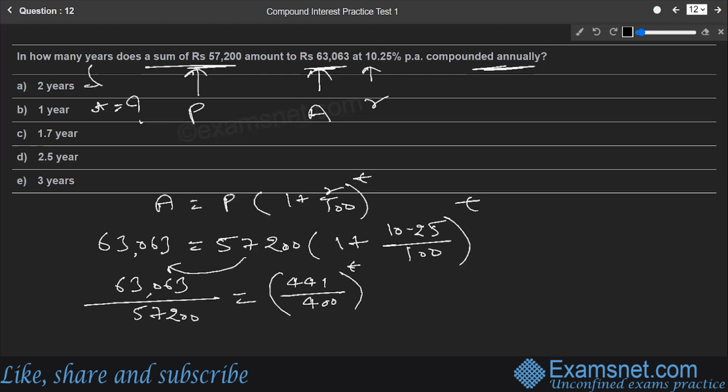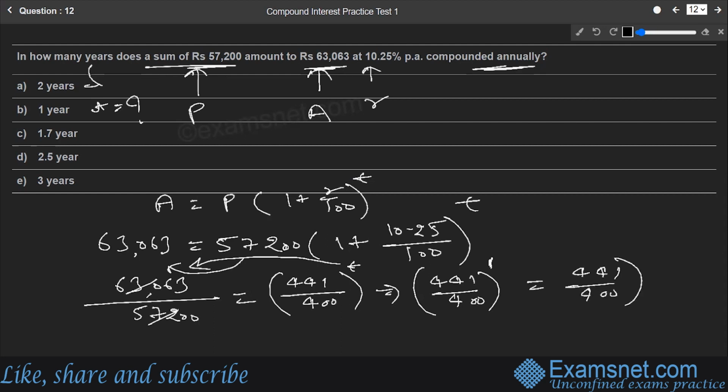If we simplify the left hand side, we can bring it in the bracket as 441 upon 400, and we can compare the powers, then things will be solved. So this is becoming 441 upon 400 to the power 1 on the left hand side, because both the numbers can be cut easily. If we cut them, the simplest form comes out to be 441 divided by 400, and on the right hand side is simply 441 divided by 400 to the power t.